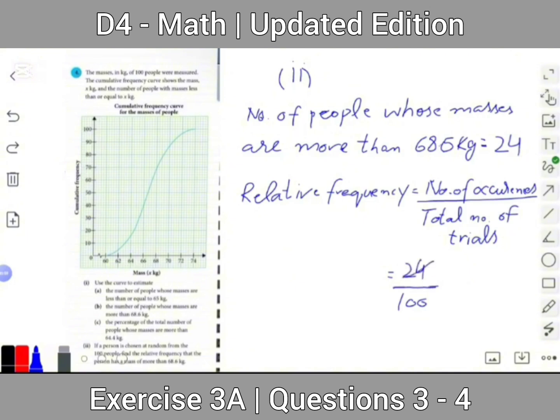Now with the help of the table of 2, we have 2 ones are 2 and 2 twos are 4, and here we have 2 fives are 10 and 0, and here we have 2 sixes are 12 and 2 twenty-fives are 50. So here we have 6 over 25. So the relative frequency after simplification is equal to 6 over 25.